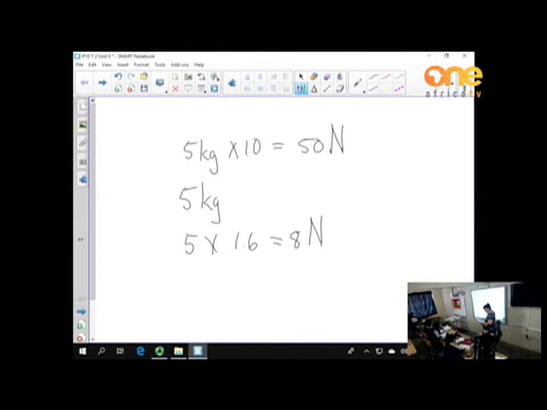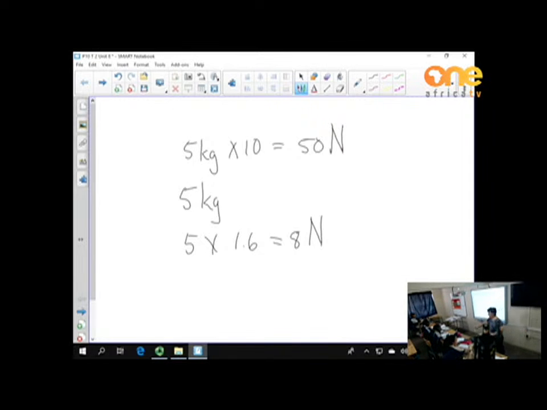Number 2, exercise 2.1. A bus full of passengers needs more force to turn at a corner than when it is empty. Explain the statement in terms of inertia. Now, inertia was a new concept that we did. And we said, what is inertia? I used the example of the water bottle.